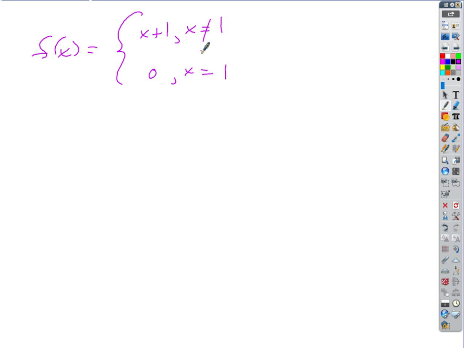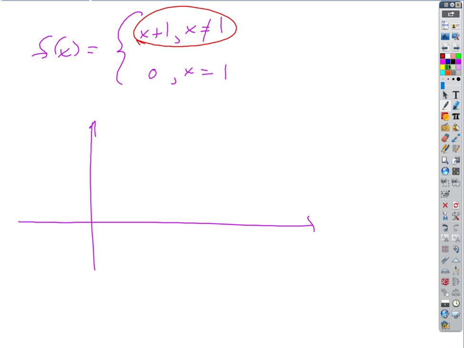And how would that look? Okay, so let's graph it. Let's in fact color code this. So this will be the red part, and this will be the blue part. What does the blue part look like? (1, 0), right? When x equals 1, the function equals 0. So I get the point at (1, 0), which is right there. How about the red part? What's the line x plus 1 look like? Slope of 1, y-intercept of 1.